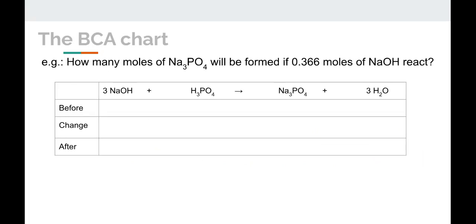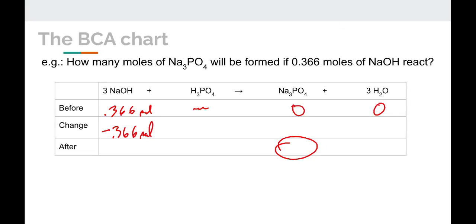Let's use a BCA chart to do this example problem. How many moles of Na3PO4 will be formed if 0.366 moles of NaOH react? So we'll put 0.366 moles in here. It doesn't tell us any information about H3PO4, so let's assume that we just have an unlimited quantity. Before the reaction, we don't have any product at all. We will lose all 0.366 moles of NaOH if we have an unlimited supply of H3PO4.